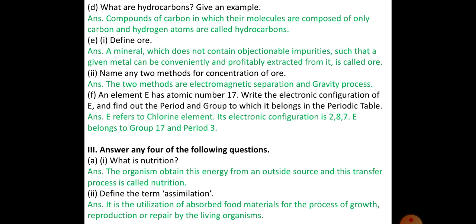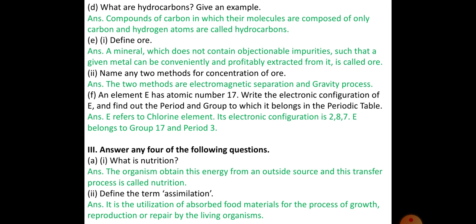An element E has atomic number 17. Write the electronic configuration of E and find out the period and group to which it belongs in the periodic table. E refers to chlorine element. Its electronic configuration is 2, 8, 7. E belongs to group 17 and period 3.